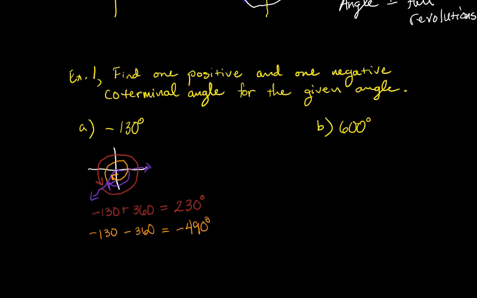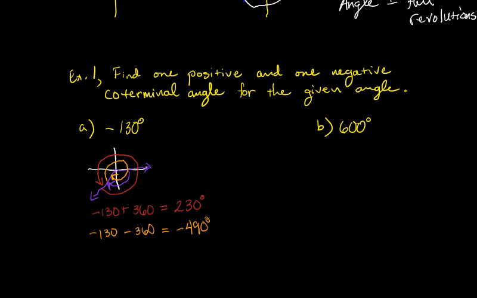Hopefully you can see that adding or subtracting the full revolutions doesn't actually change where the terminal side is. Notice that for all of them, the terminal side would still be at the same spot in the third quadrant. Let's do one more, and I'm not going to draw it. I'm just going to take a look at it.